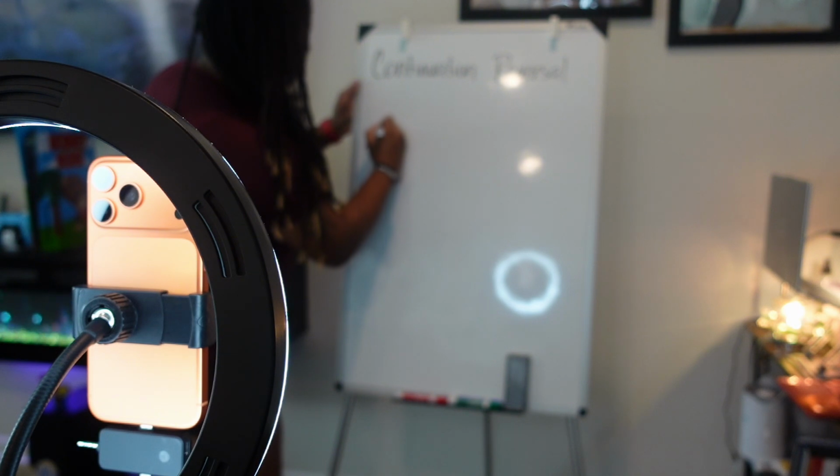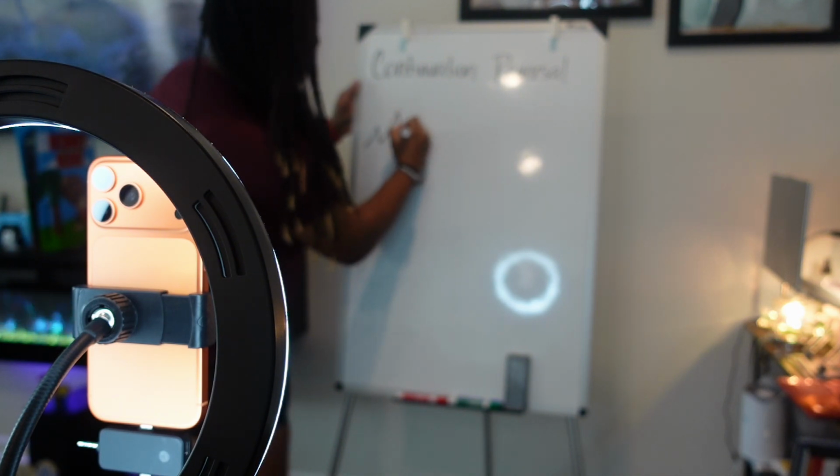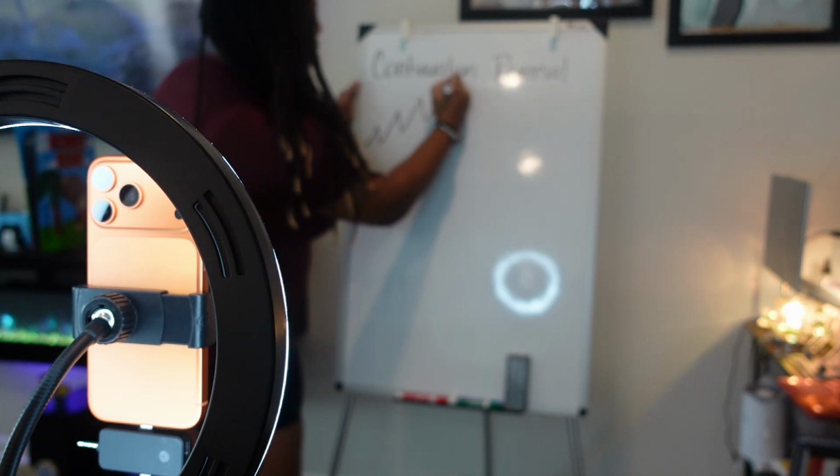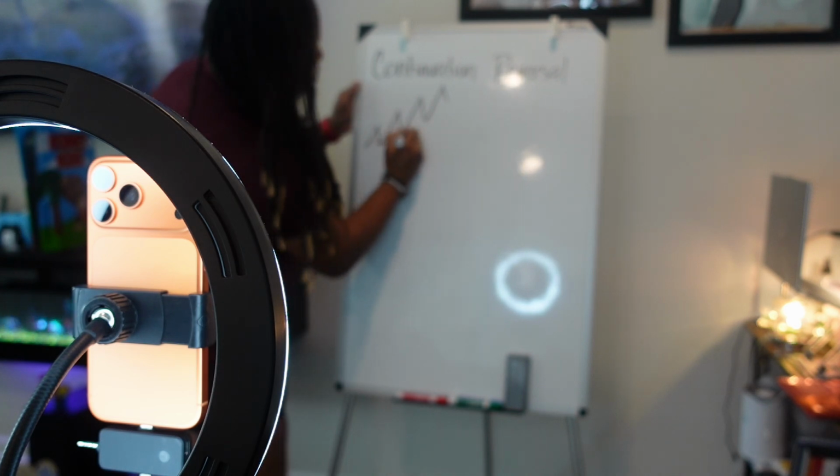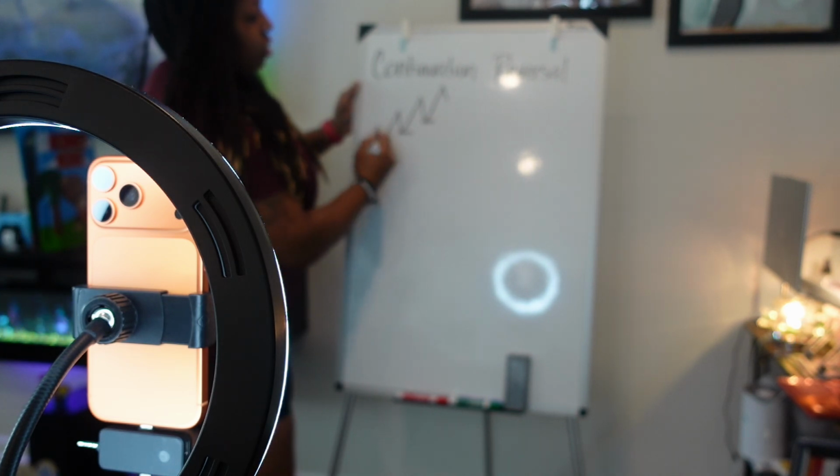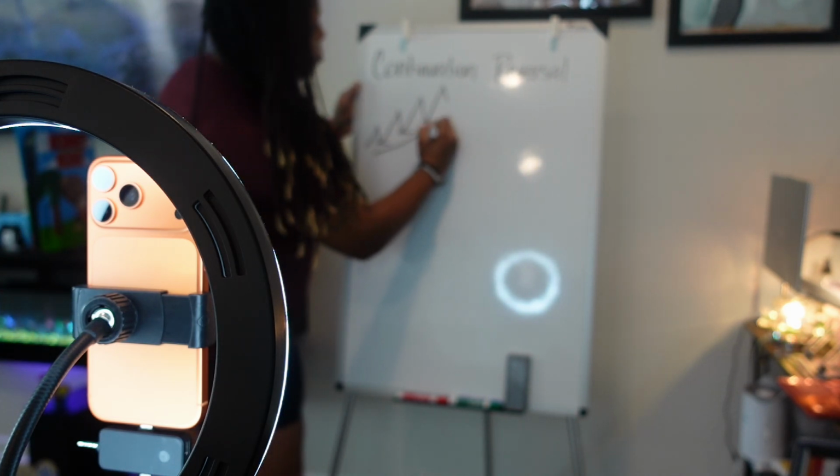Continuation, we're creating a series of higher lows and higher highs. Notice we never break the previous higher low. We continue up. We're in an uptrend.